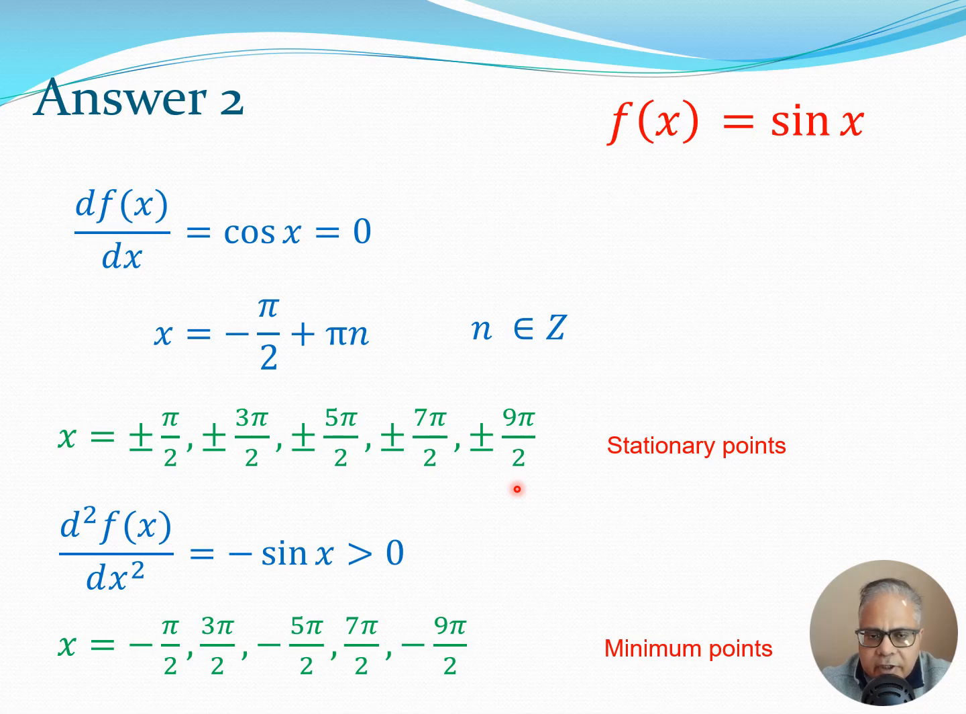So these stationary points, for example, correspond to plus and minus pi by 2, plus and minus 3 pi by 2, plus and minus 5 pi by 2, and so on. So at all these stationary points, the derivative of f of x, which is cos x, becomes 0. So these are essentially the roots of cos x. Now for finding out what are the minimum points, I need to take the second derivative. So in this case, the second derivative becomes minus sin x. So the derivative of cos x is minus sin x, and this should be greater than 0.